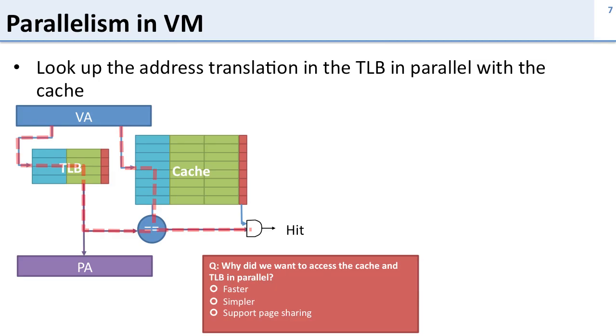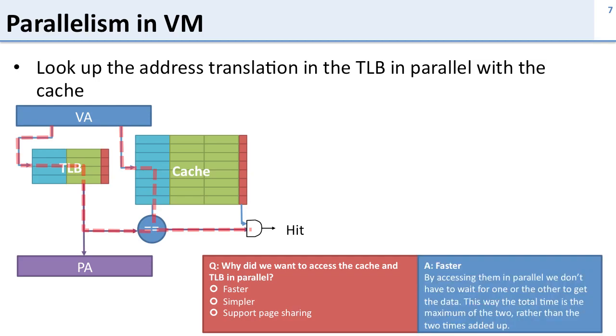So why did we want to access the cache and the TLB in parallel? Well, because it's faster. By accessing them both at the same time, we don't have to wait for one before going to the other. So we can get faster performance.